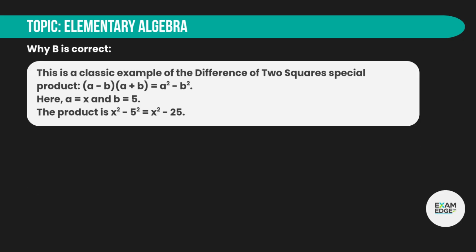Why B is correct? This is a classic example of the difference of two squares special product. A minus b times a plus b equals a squared minus b squared. Here, a equals x and b equals 5. The product is x squared minus 5 squared equals x squared minus 25.